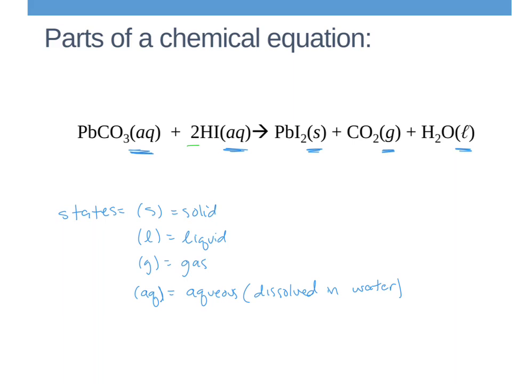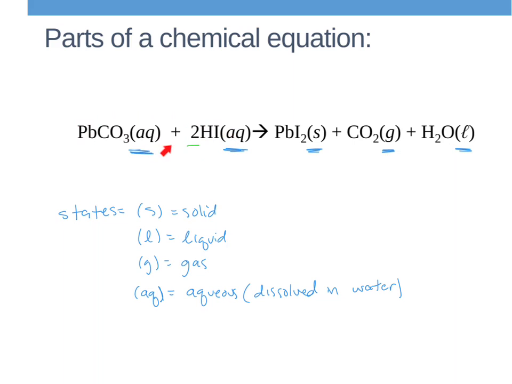So you may see these abbreviations after the chemical species in an equation. What this is saying is that apparently this lead carbonate is soluble in water. Now I don't actually know if lead carbonate is soluble in water, but let's just say that it is. It might not be. But let's just say that lead carbonate has an AQ after it. That means this is dissolved in water. And then the hydroiodic acid is aqueous. That's also dissolved in water.